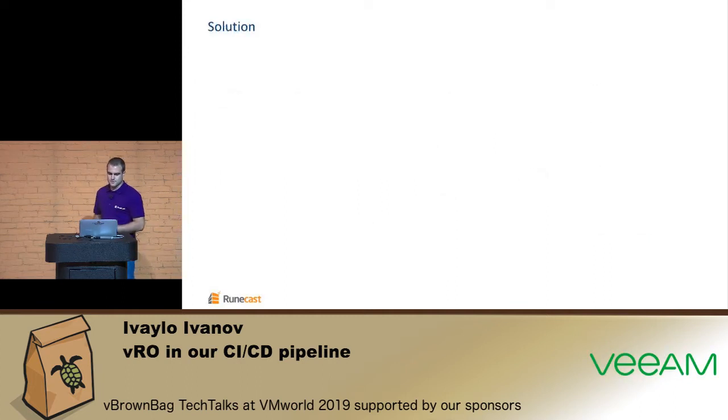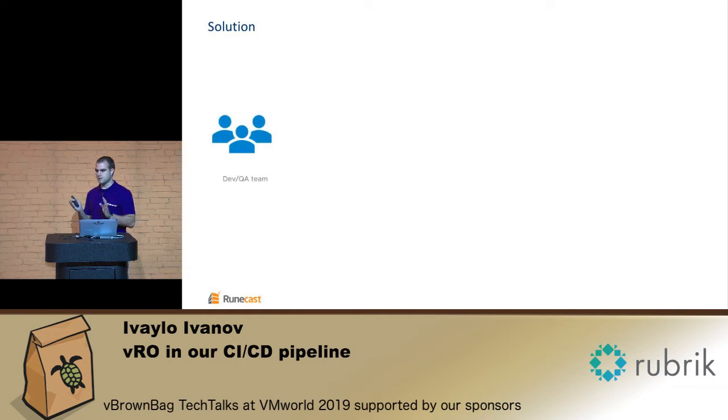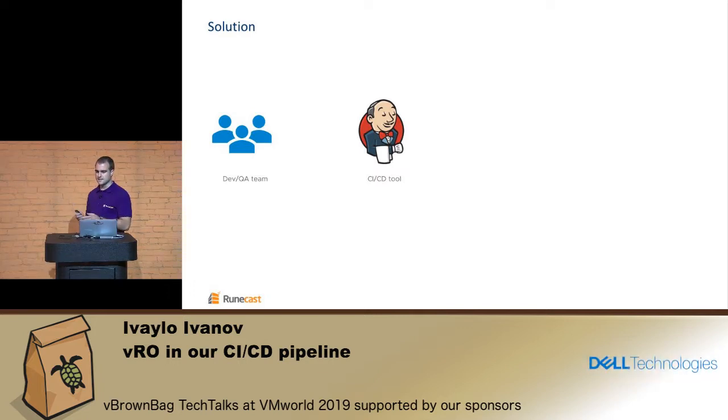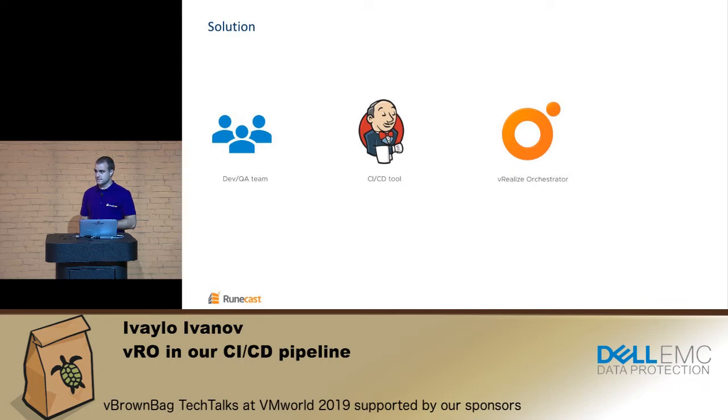All right, so moving forward to the solution. I wanted to do it in a way which will help our dev and QA team. So this is the target audience. I wanted them to use a tool which they're familiar with and use on a daily basis. In this case, this is our tool for continuous integration and continuous deployment. We use Jenkins. Behind the scenes, I decided to use vRO. That's one of my favorite automation tools for VMware.